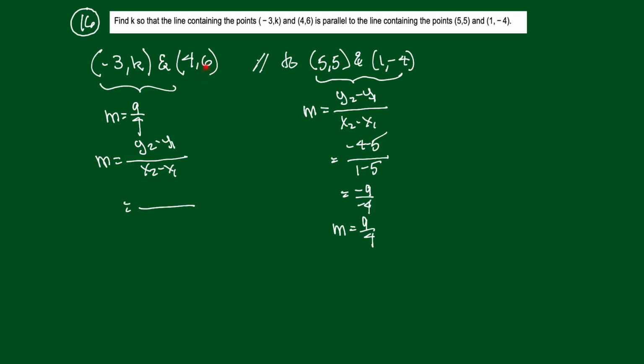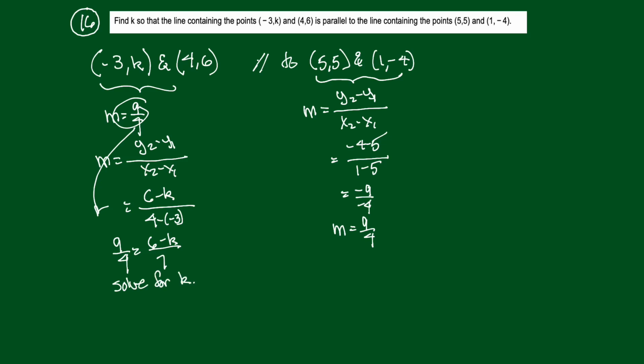So second y is 6, first y is k. So 6 minus k over second x minus first x. So this is going to be 4 minus -3. So how about 6 minus k over 4 plus 3 is 7. Now this is m, and m we want to be 9/4. All right, so I'm going to put the 9/4 down here. Okay, now can we solve this for k?